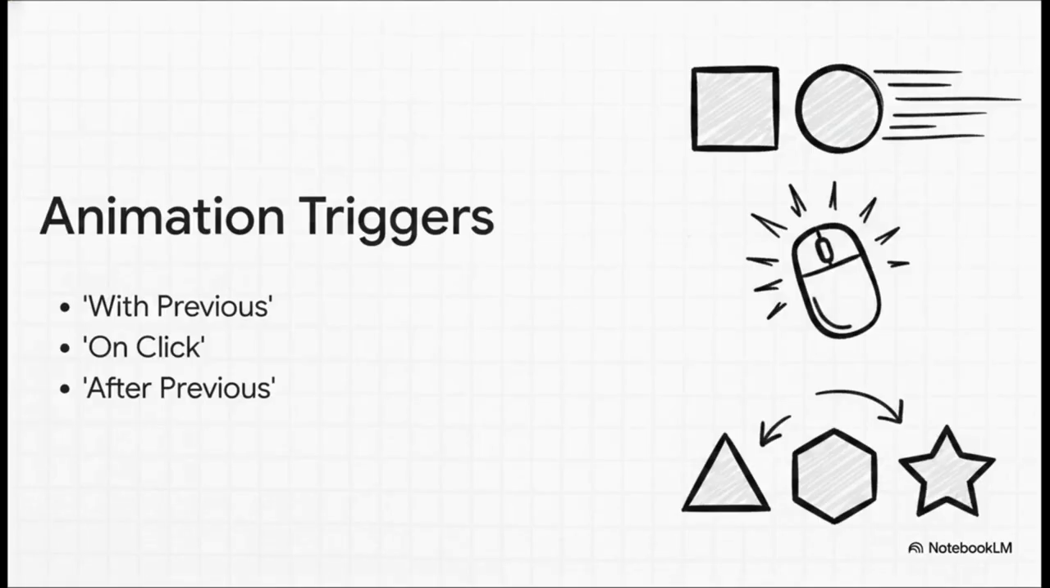You really have to keep a close eye on these specific parameter triggers. This timing sequence is exactly what they use to grade your command of the software. Let's break them down real quick. So with previous simply means the animation fires off at the exact same time as whatever happened right before it. Then you have on-click, which is exactly what it sounds like, total manual control. Nothing moves an inch until you physically click your mouse or hit the spacebar.